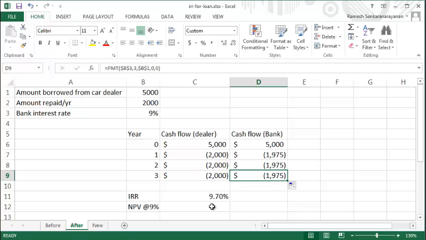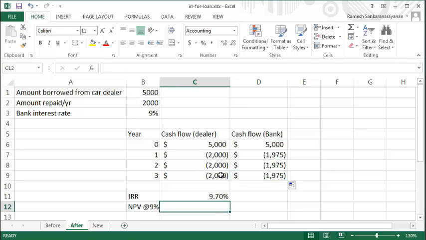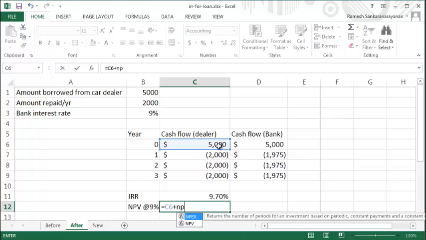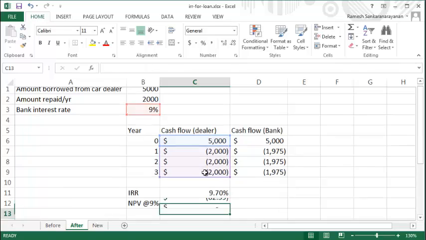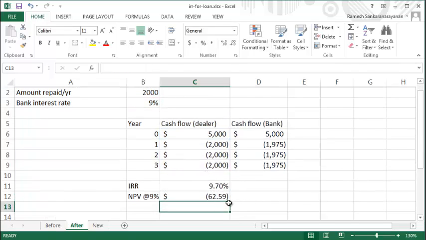Another way to look at this is to compute the net present value of your cash flow when you borrow from the dealer at a 9% bank interest rate. And you will see that it will be negative. So equals 5,000 plus NPV of the bank interest rate and these cash flows. And you can see it's actually negative.